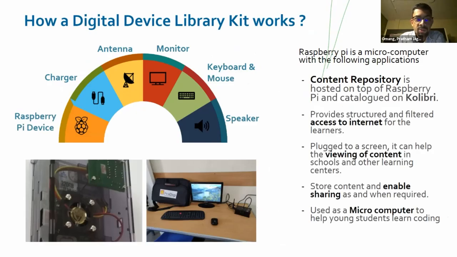So what you see in the picture on the lower half is what a Raspberry Pi kit with us looks like. That's the Raspberry Pi device, which helps us reduce the internet bandwidth and host the content while using a Kolibri device or Kolibri local server studio. I just wanted to show this as an example of what this could look like in a local community.